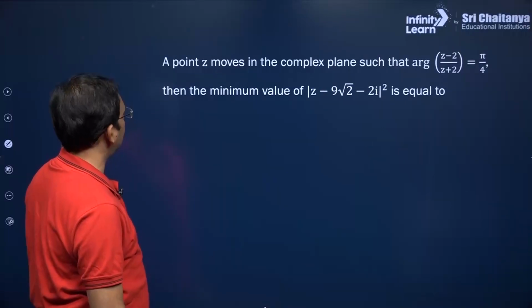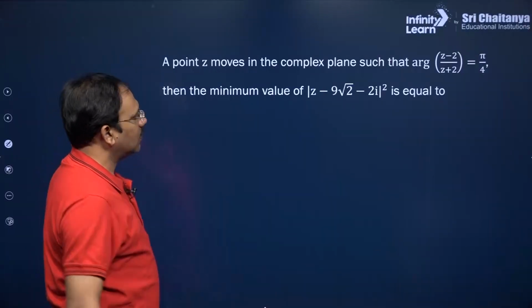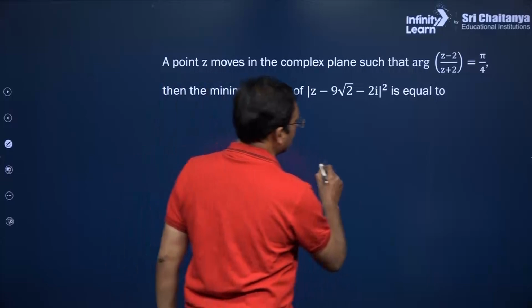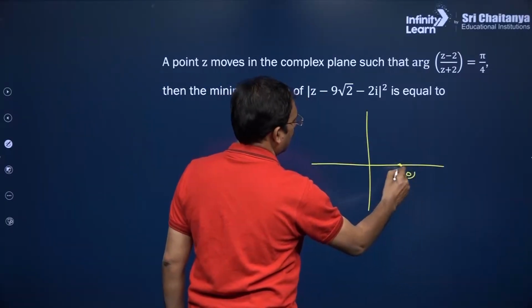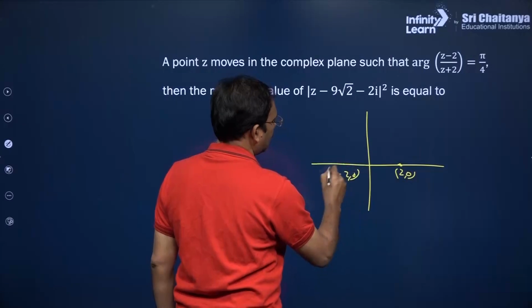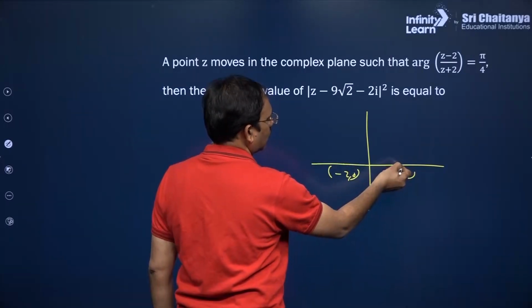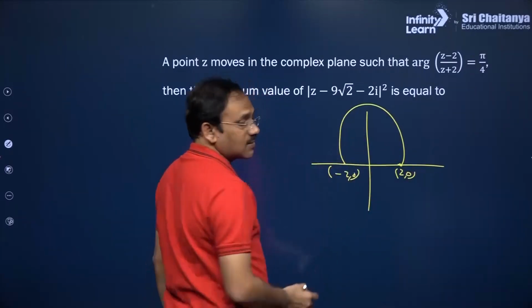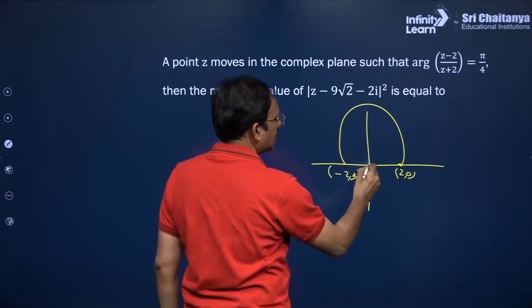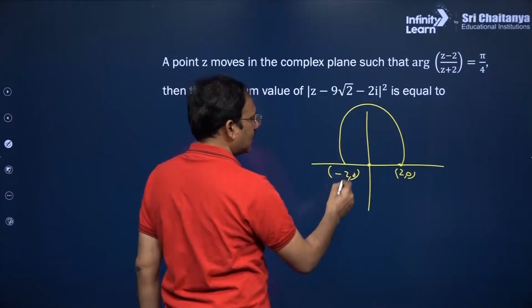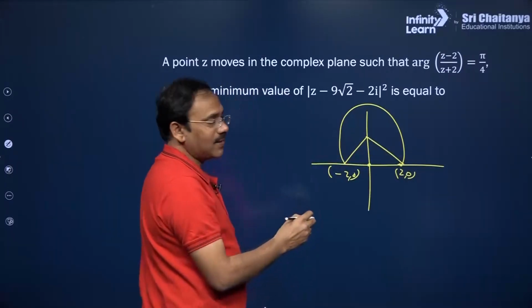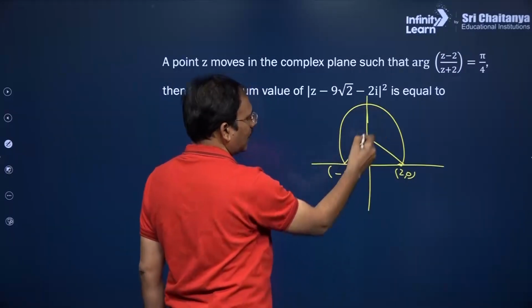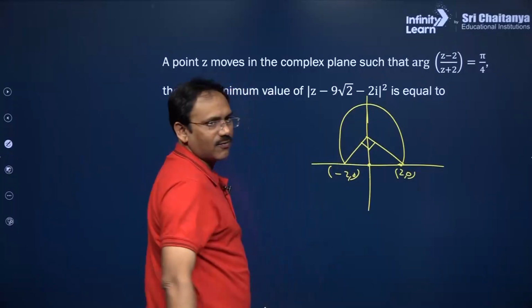Next, a point z moves. You see, it clearly indicates that you take 2 comma 0 as a point here and minus 2 comma 0 as a point here. First point to second point you have to join in such a way that it is a circular arc where this makes an angle pi by 4 here. That means the chord subtends double the angle at the center. If it is pi by 4 above, it must be 90 degrees at the center, my dear friends.